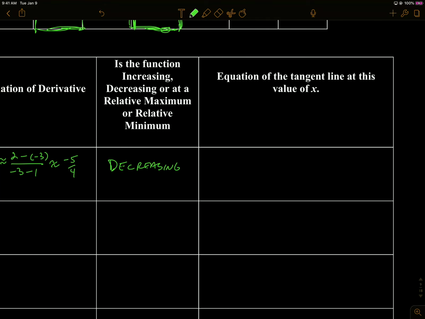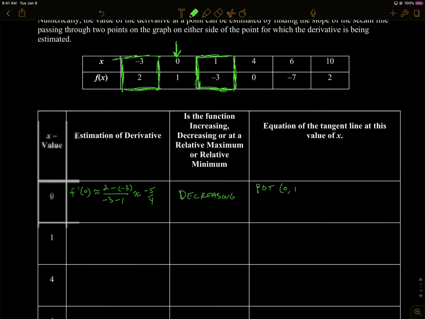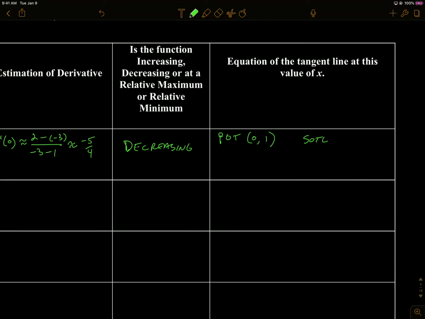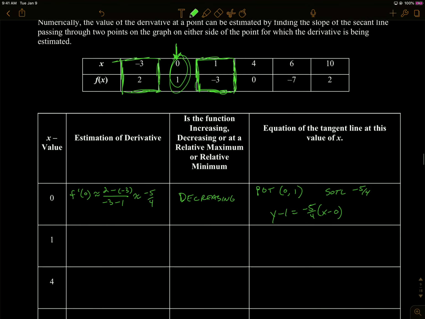Okay? The equation of the tangent line, we can come up with one since we have an estimate for a derivative. The point of tangency here is 0, 1, because we have our point here. And the slope of the tangent line was estimated to be negative 5/4. So my equation could be y minus 1 equals negative 5/4 times x minus 0. So we're going to complete this table for all of those x values using the table above.